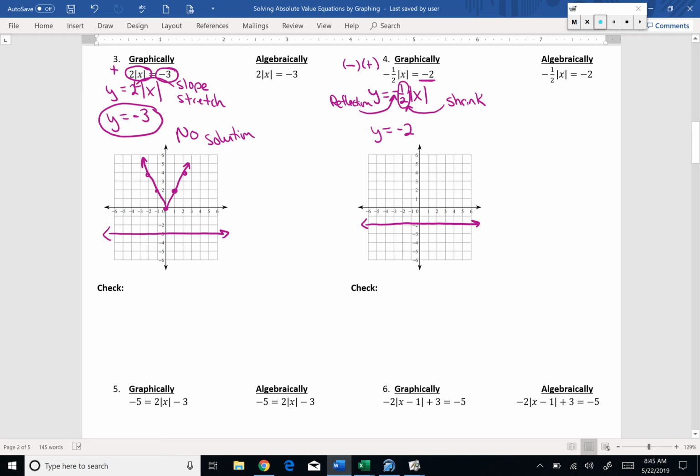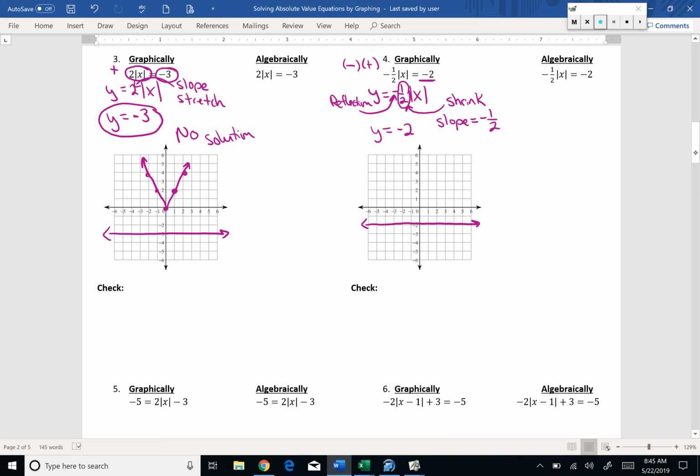Then if I put the two together, my slope is a negative 1/2. So the negative sign gives me the reflection. The 1/2 gives me the shrink. The two together give me the slope.